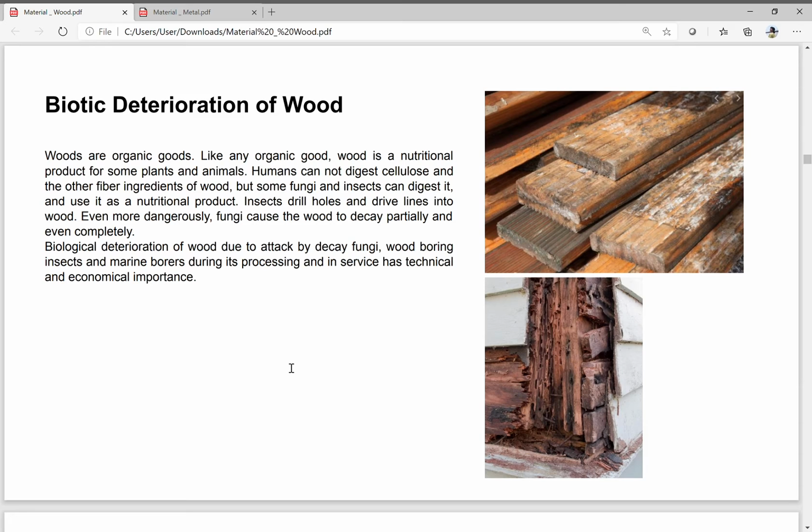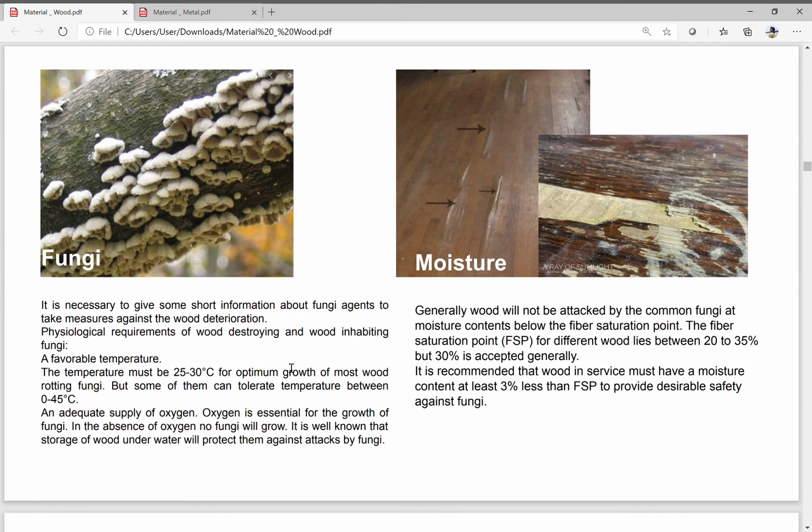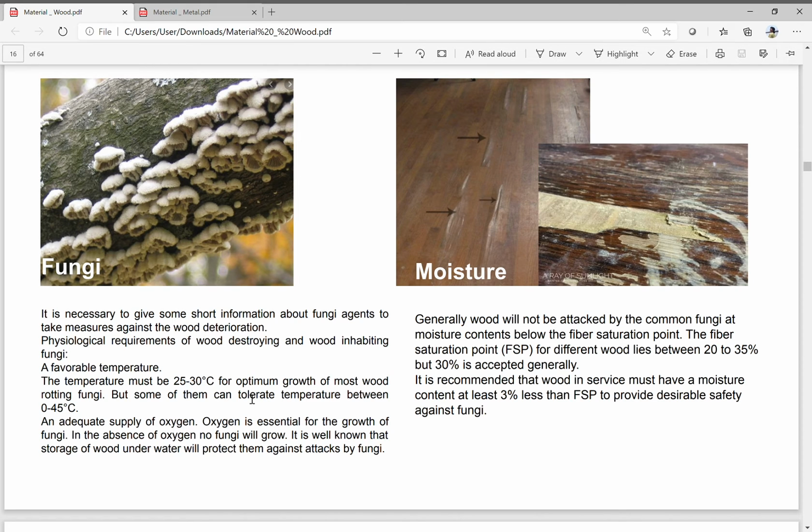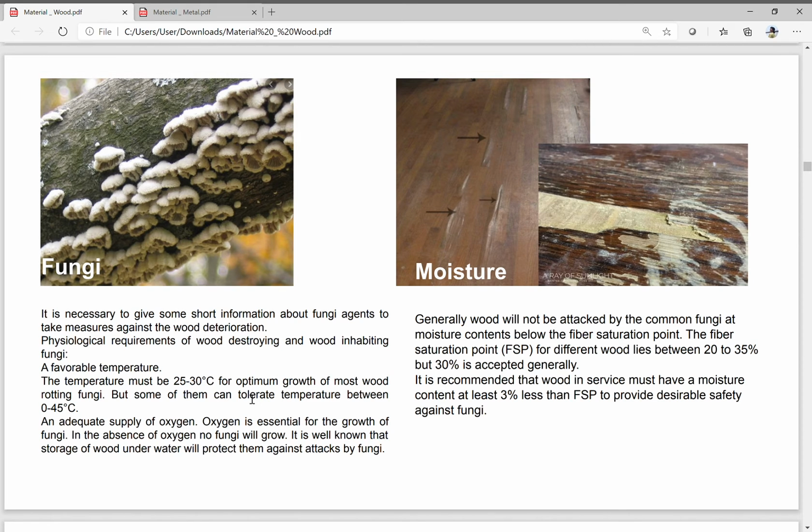So your biotic, well, wood is still organic, so any organic good has nutritional value to plants, insects, and even fungus. Insects drill holes and drive lines into any wood. This is very typical. That's why you have your termites. You even have your carpenter bee that draws perfect holes in wood and everything in between. Okay. So you have your fungi and your moisture. Fungi feed off of wood given a favorable temperature.